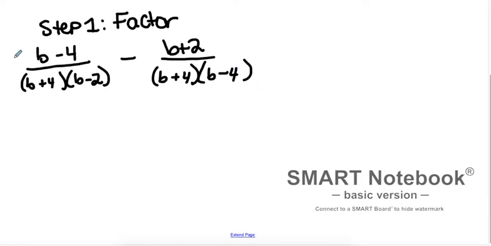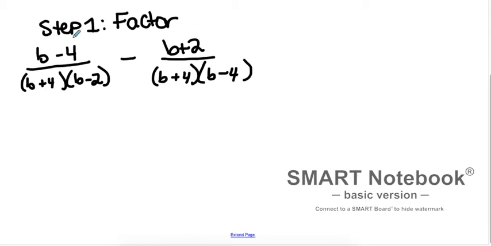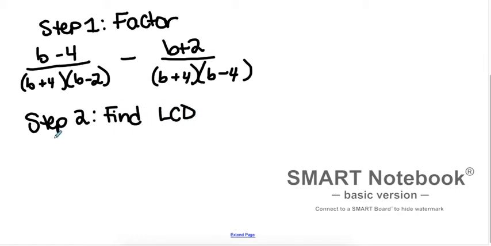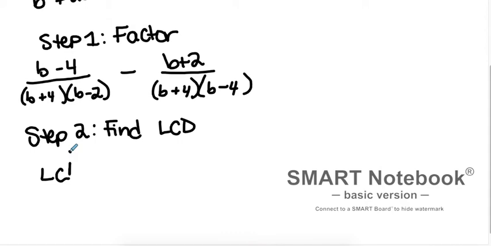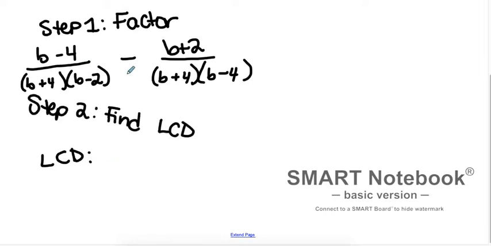Step 2, hopefully you remember what step 2 is, but before we do any of the subtraction part, we have to find our LCD. So find LCD. Okay, so let's take a look at our denominators, and that's going to help us find the LCD.